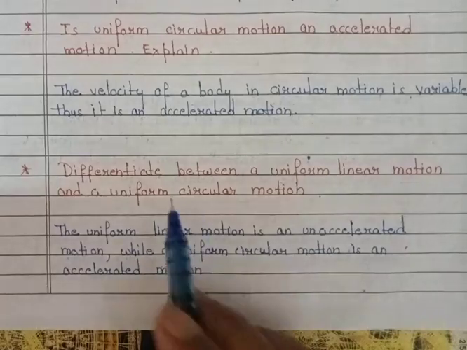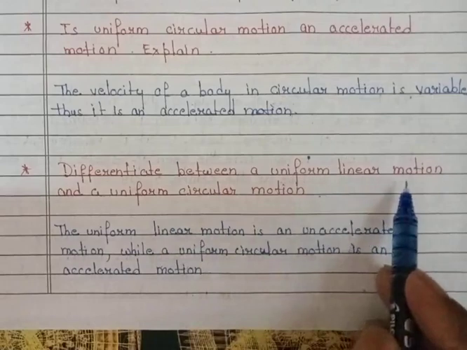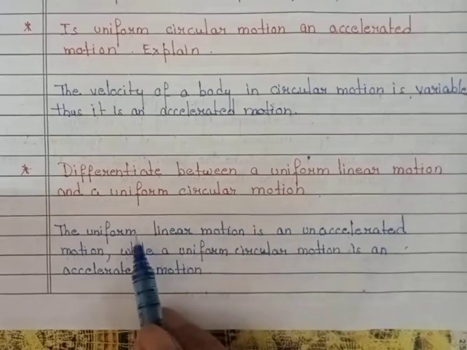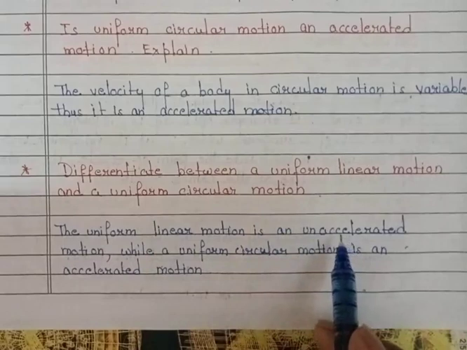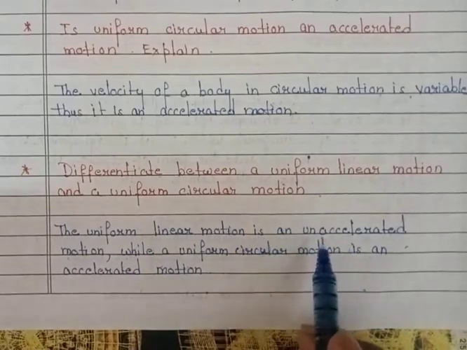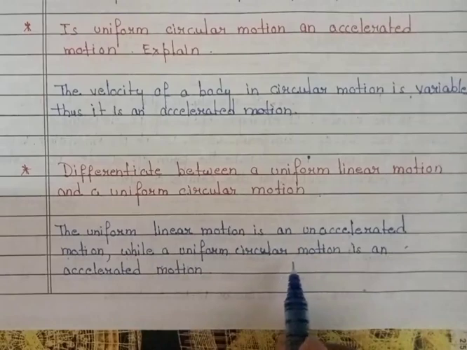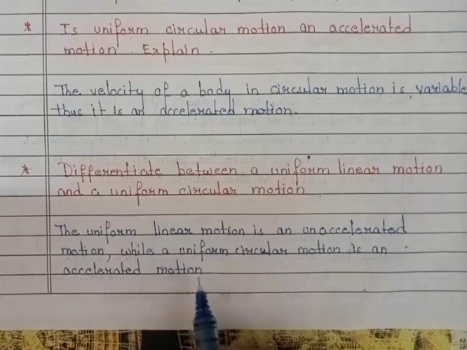Okay, next we have to differentiate between a uniform linear motion and a uniform circular motion. The uniform linear motion is an unaccelerated motion. There is no change in velocity taking place in uniform linear motion. While in uniform circular motion, velocity is variable, so we can say it is an accelerated motion.